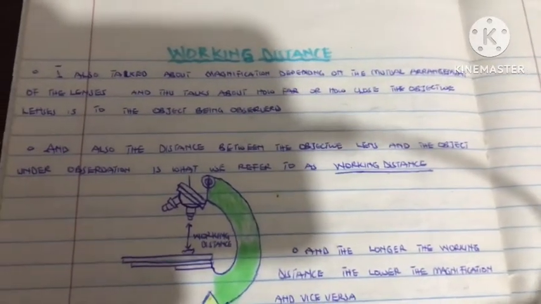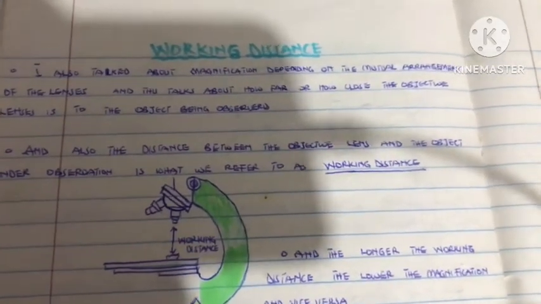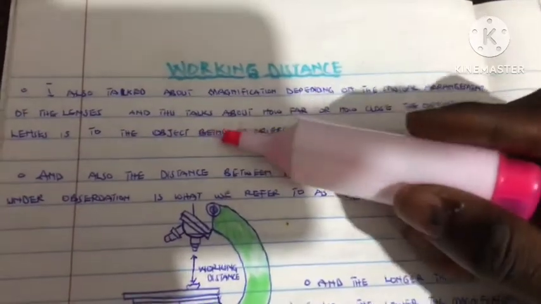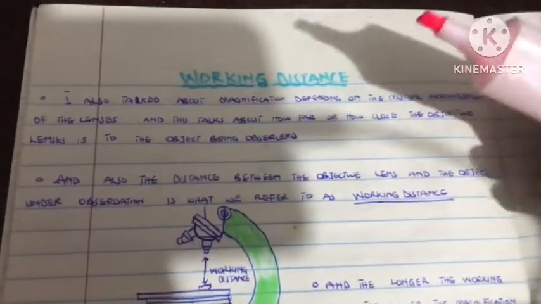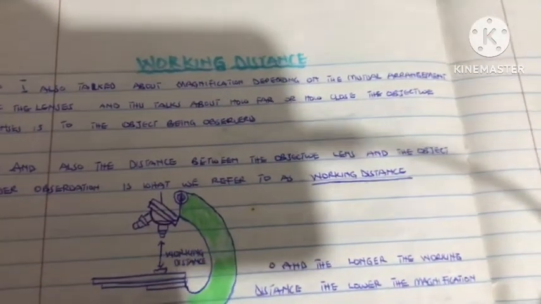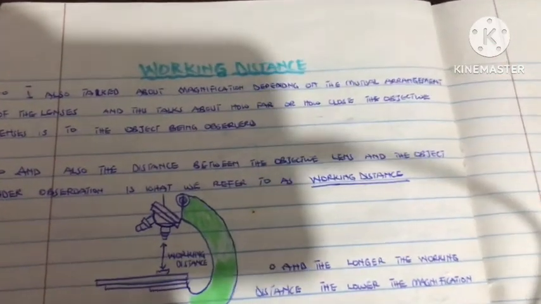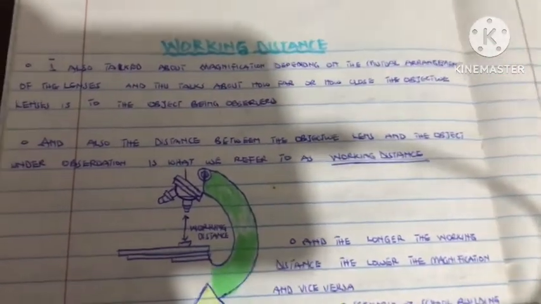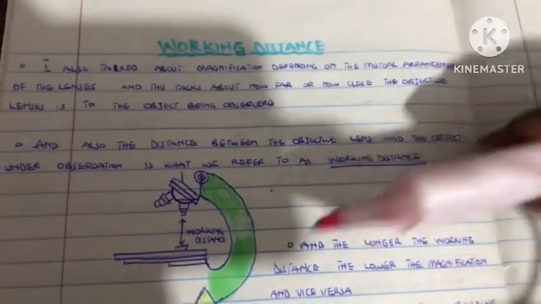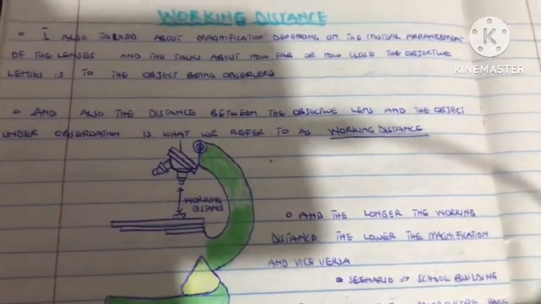And that's what I mean by the mutual arrangement. The mutual arrangement just talks about how far or how close the objective lens is towards the object being viewed. How far or how close the objective lens is towards the object being observed. You understand? So if it is very close, it gives a high magnification, but if it is far, it gives what? A low magnification.